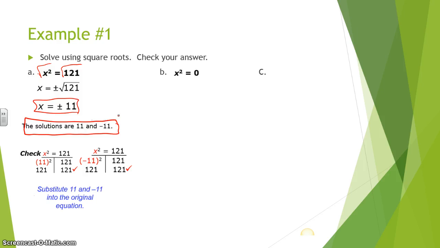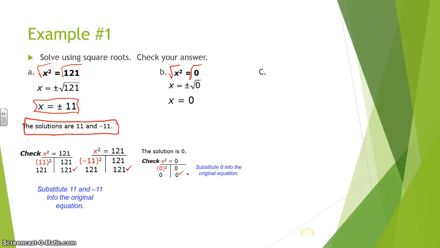For B here, we have x squared equals 0, so you take the square root of both sides. The square root of 0 is just 0, so x is going to equal plus or minus the square root of 0. So my solution here is x equals 0. What we do is we just substitute 0 in for x. 0 squared is 0. The left and the right side equal one another, so the solution is correct.